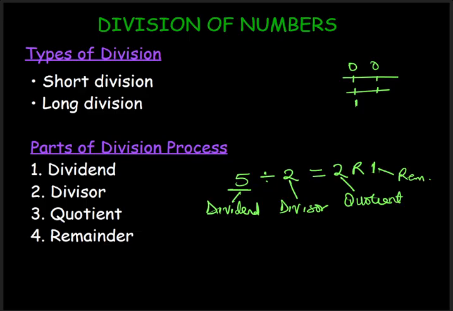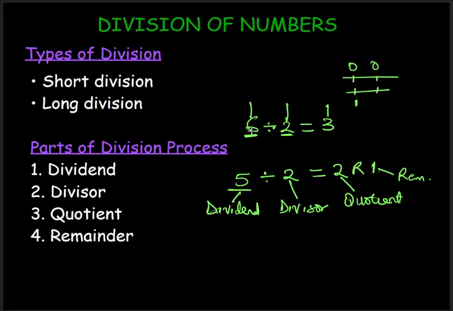Now, in some cases the remainder may not be there. For example, if we have 6 divided by 2, that will just give us 3. That means there's no remainder. So this is our divisor, this is our dividend, and this is our quotient. The dividend is the number before the division sign, and the divisor is what we are using to divide.